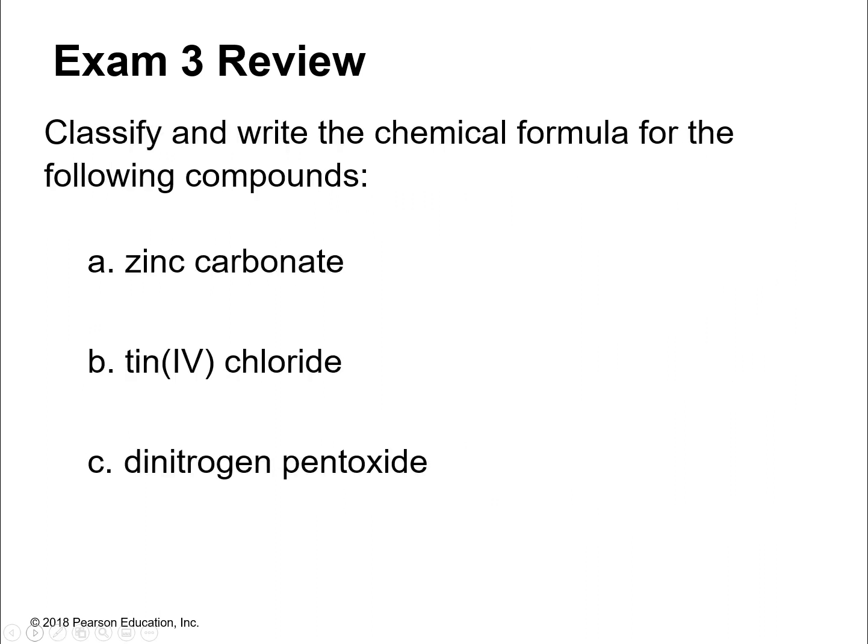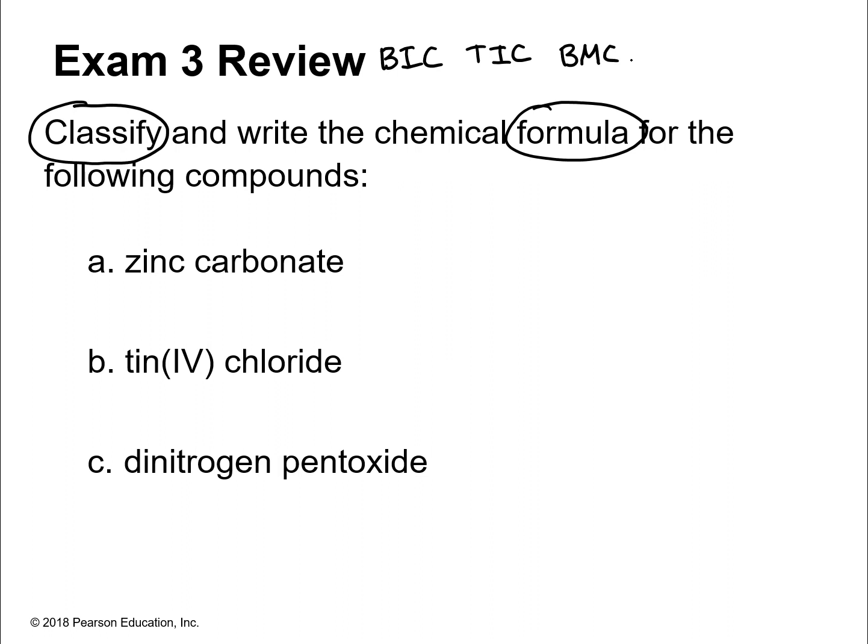Now we're doing some chapter 6 review. Classify and write the chemical formulas. So 2 parts. I'll give you your choices for classifying: binary ionic compound, ternary ionic compound, binary molecular, binary acid, and ternary oxyacid. Those are your choices for classifying. Do that, and then write the chemical formula. I'll give you 3 minutes, then I'll check back in.